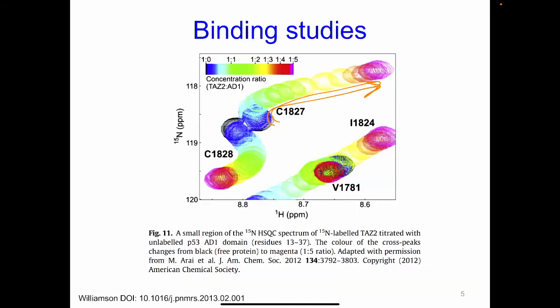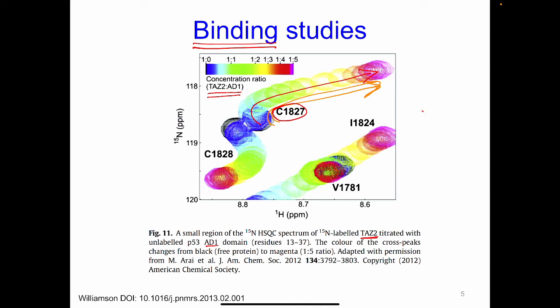Just to go a little bit more into detail, one can also perform binding studies where the chemical shifts can be monitored as a function of another entity that is added to the sample. In this case, they are studying a protein-protein interaction, where the TAS2 protein is studied along with the AD1 P53 domain. And what you are able to understand is that a certain specific residue, C1827, which is a cysteine, is undergoing chemical shift perturbations upon addition of the other protein. Without going into much detail, it's quite interesting how much information such a two-dimensional correlation spectrum could give.